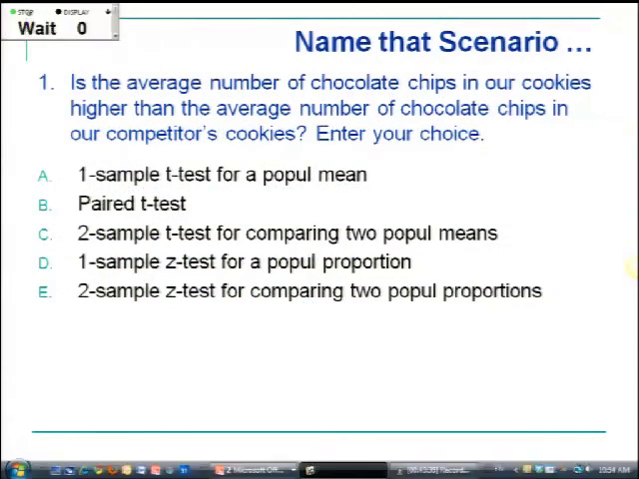So our first scenario, our first issue, is comparing our chocolate chip cookies to the competitor. The question is: is the average number of chocolate chips in our cookies higher than the average number of chocolate chips in our competitor's cookies? The choices are the same A, B, C, D, E that you have on your sheet there. That's the question that we want to put to the test. Which method for testing, and this is all testing today, would we use?